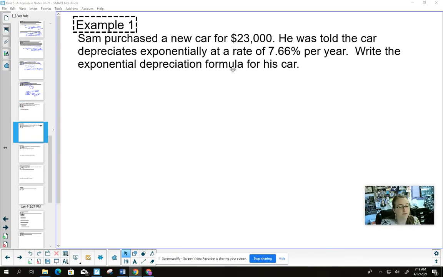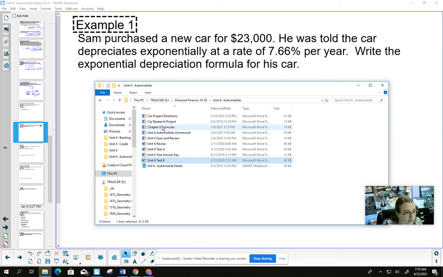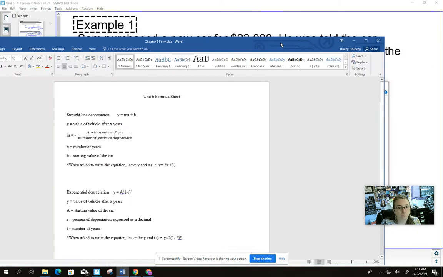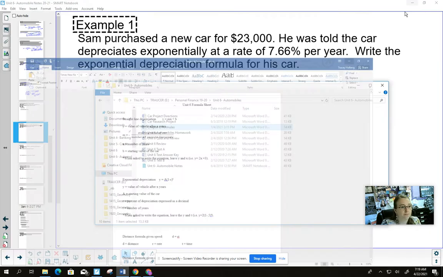So let's go ahead and read the first question. We know that we are using a different formula for this because we're talking about exponential depreciation, and I need to pull that up on the formula sheet. I always forget to do that. Okay, we'll have this here for us to reference in just a second.